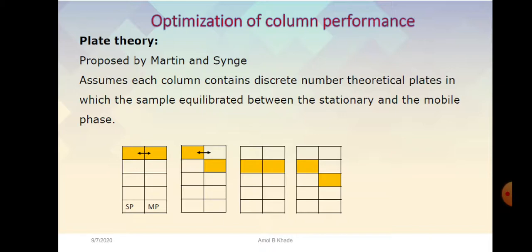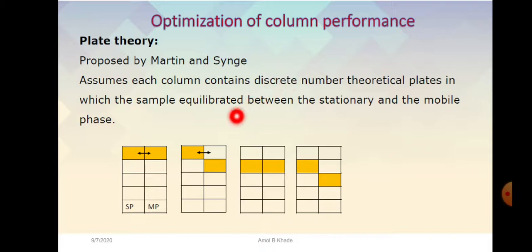Now optimization of column performance can be better understood by studying the plate theory. Plate theory was proposed by Martin and Synge, who did pioneering work in chromatography. They proposed that each column contains a discrete number of theoretical plates. These are hypothetical plates present inside the column, and they assume that at each plate the sample is getting adsorbed or equilibrated.